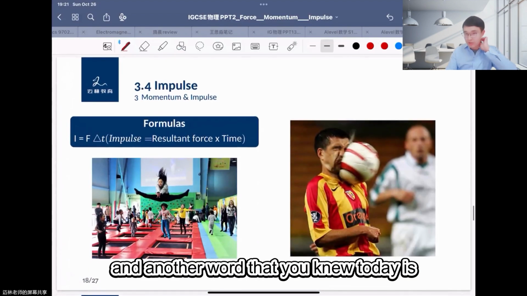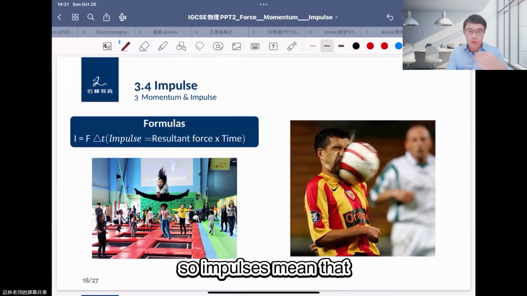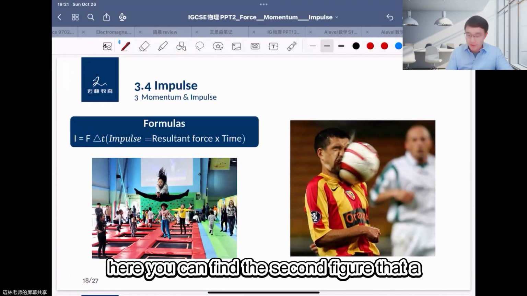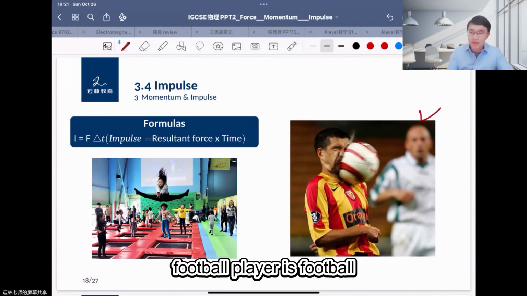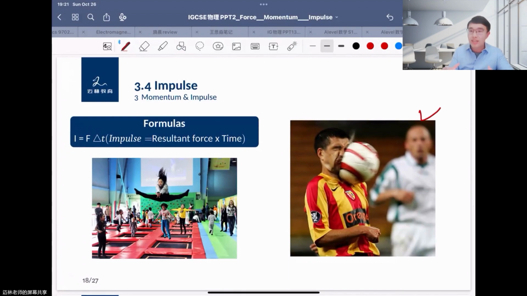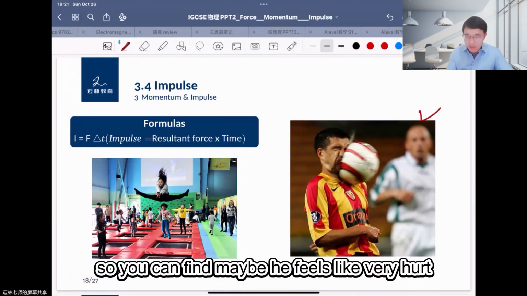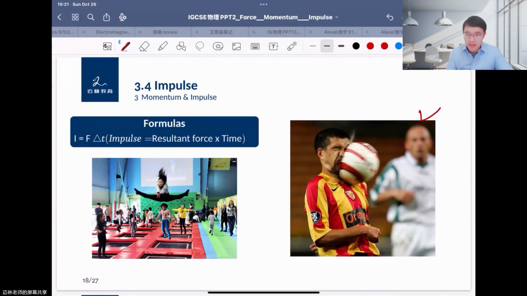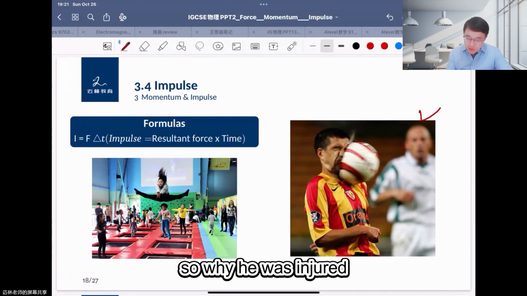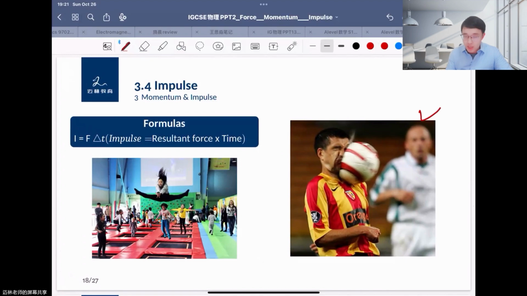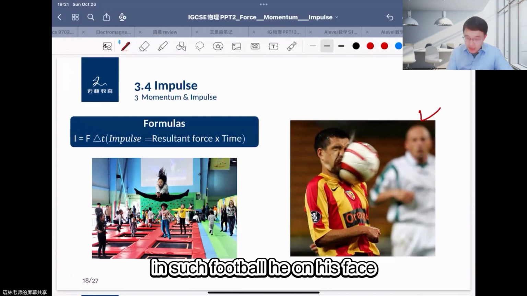Another word I want you to know today is impulse. Here in the second figure, you can find the football player has been hit by a football on his face. He feels very hurt, and I think he is injured. So why was he injured by such a football hit on his face?